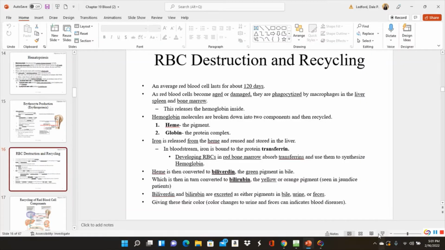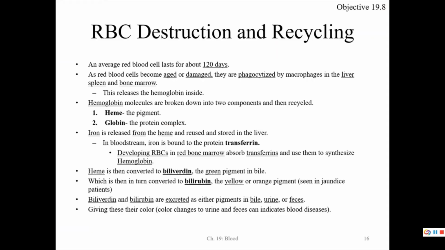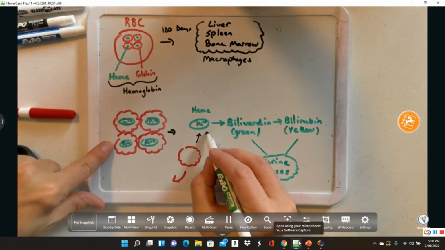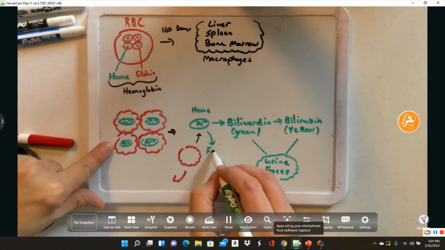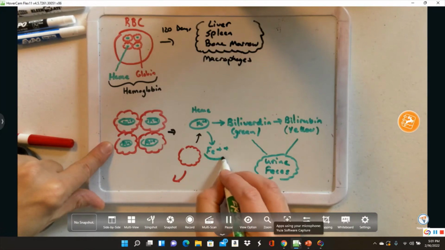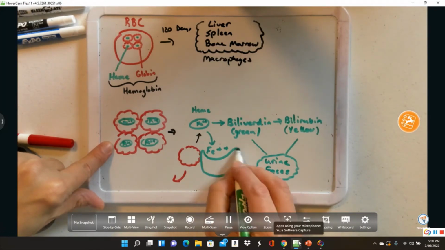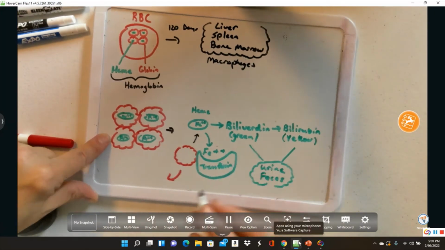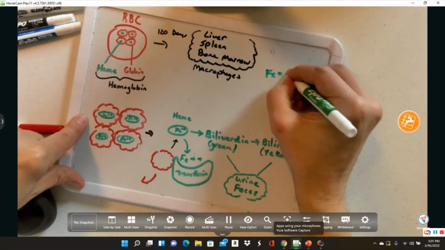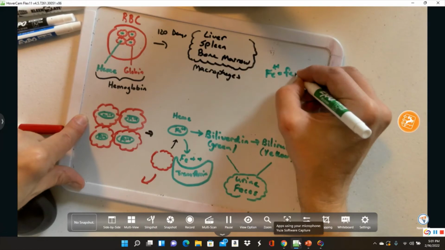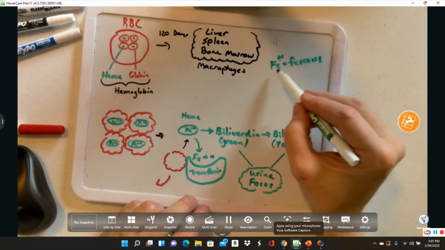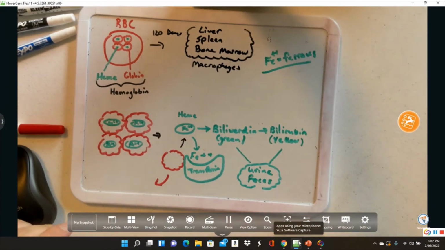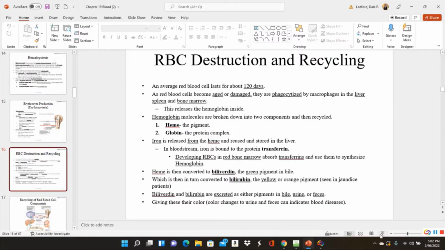All right. Now, the thing I forgot to show is this: the iron gets released, and there's a protein that grabs it up called transferrin. Think Fe2+ is ferrous. So transferrin is going to pick it up and take it to where we make more red blood cells. I almost forgot to mention that.